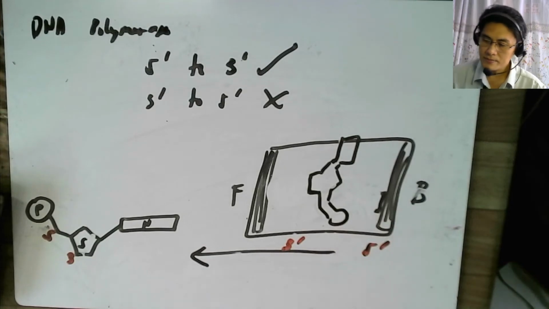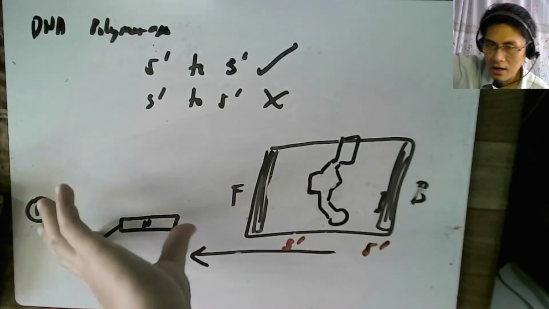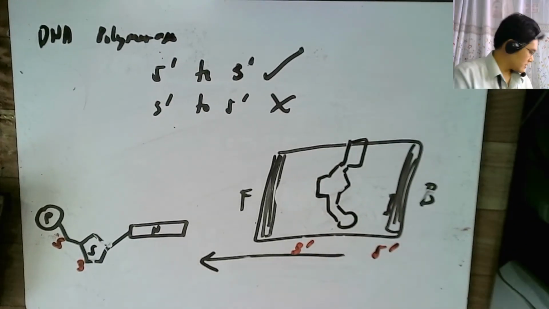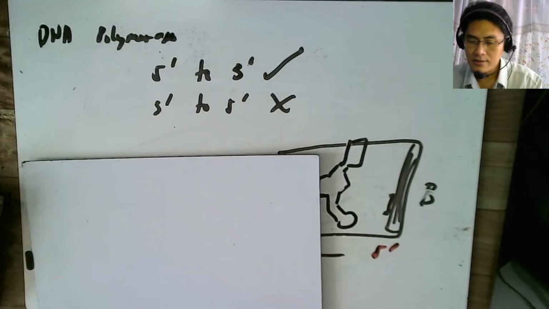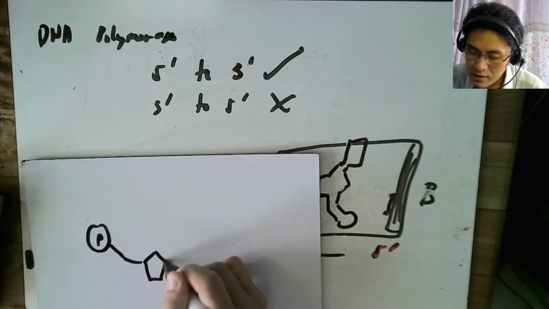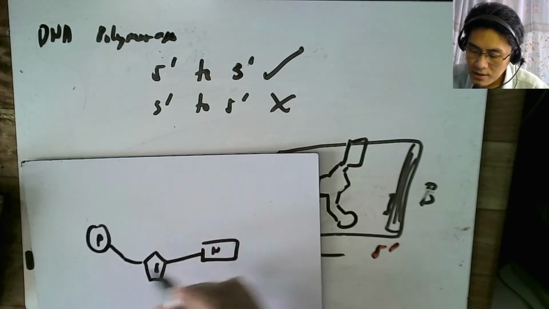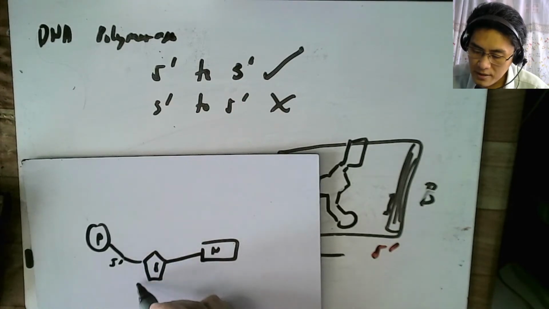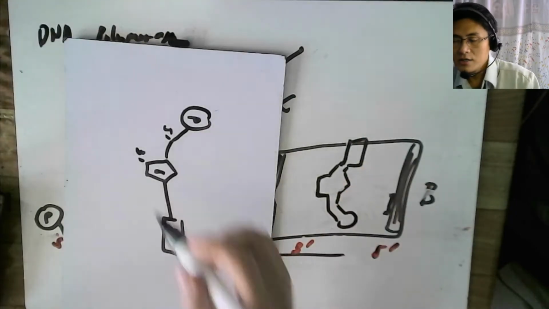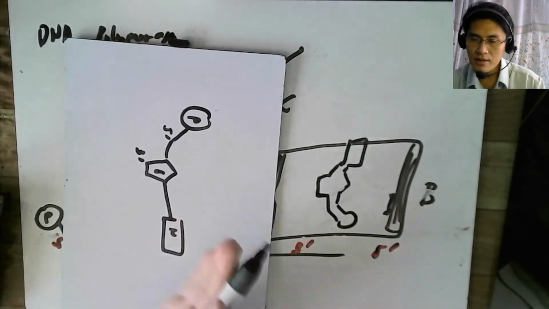If I have to fit this in here, I have to rotate it like that. And therefore, this edge is 5 prime. So if this is the phosphate group, and then you have the sugar group, and then you have the nitrogenous base, this end here is the 5 prime end and this is the 3 prime end. If I rotate this like that so that it fits in here, you see this end is 5 prime, that end is 3 prime.